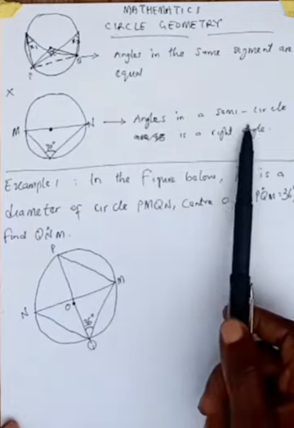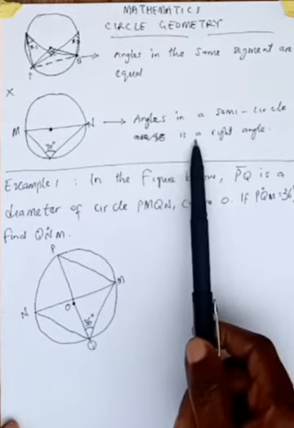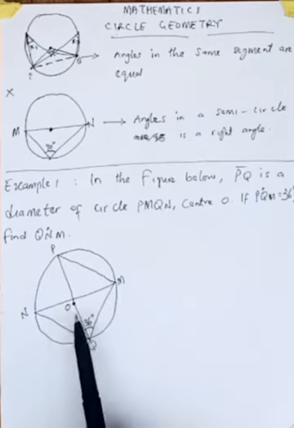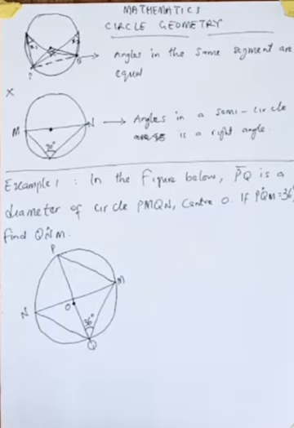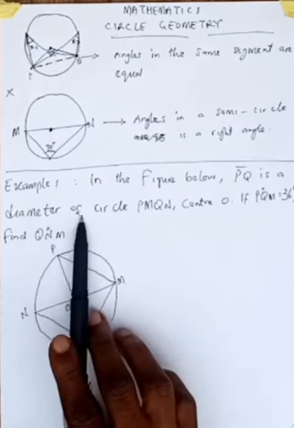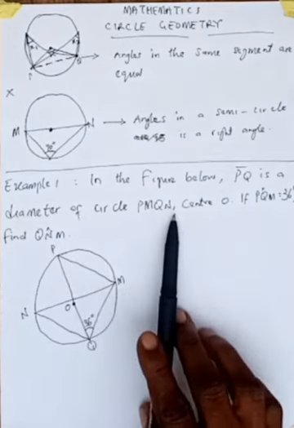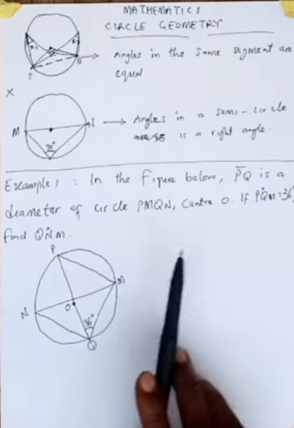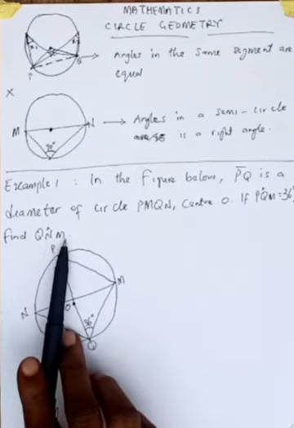While in the other theorem, angle in a semicircle is a right angle. So it is important one knows what we call angle in the same segment as well as angle in a semicircle. Once those two concepts are clear, we can now apply them in solving questions. So we have example 1 here. In the figure below, line PQ is a diameter of circle PMQN, center O. If PQM is equal to 36 degrees, find QNM.